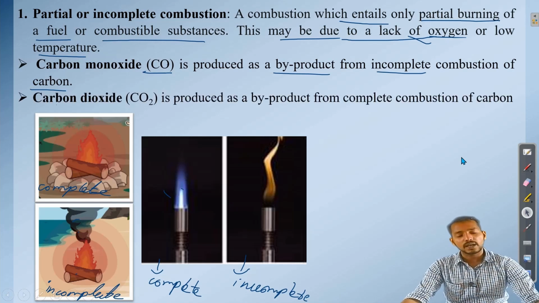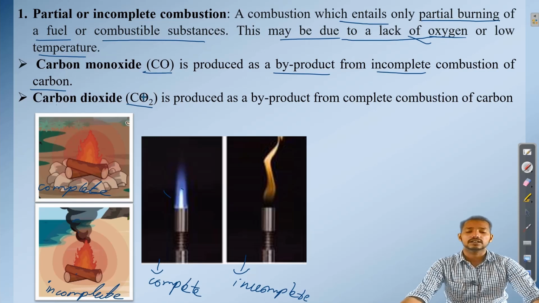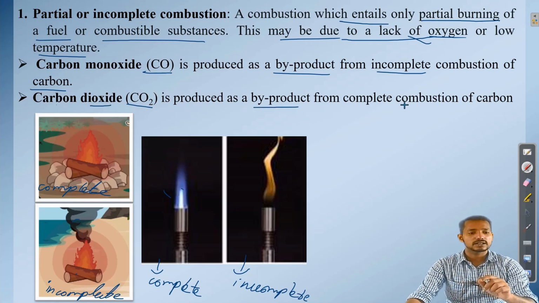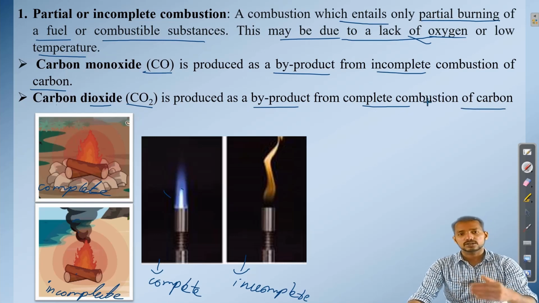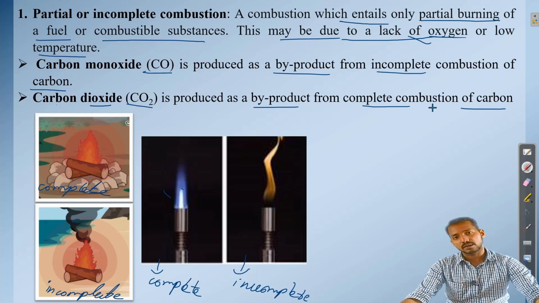And carbon dioxide will be CO2. Carbon will be combined with two oxygen. Carbon dioxide is produced as a byproduct from the complete combustion of carbon. So this is the major difference between complete combustion and incomplete combustion.